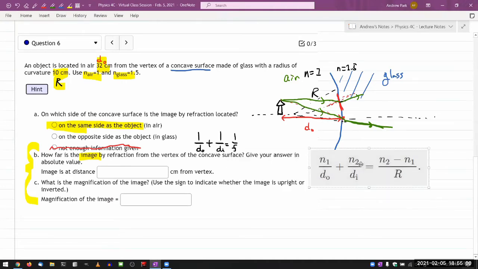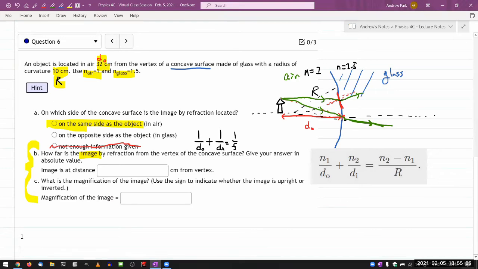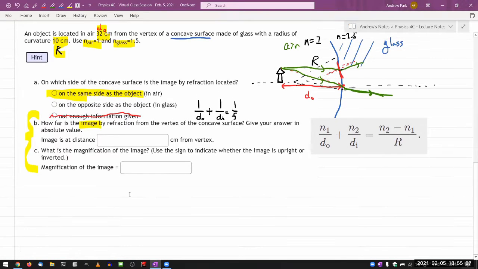So I do want you to be careful. In the thin lens equation, you have this convenient thing that all the numerators are one. Here, it's not, because the two sides have different indices of refraction. So it's just going to have their index of refraction. It won't cancel out.